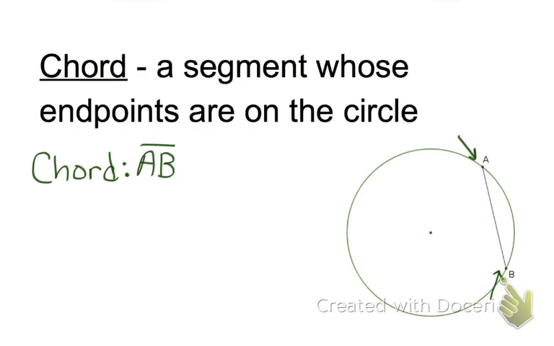Let me draw in another chord for you. So if I plot this point on the circle and label it C, and then I'm going to go across, I'm going to hit the other edge of the circle and call that D. That chord would be named CD with a line on top of it to show it's a segment.